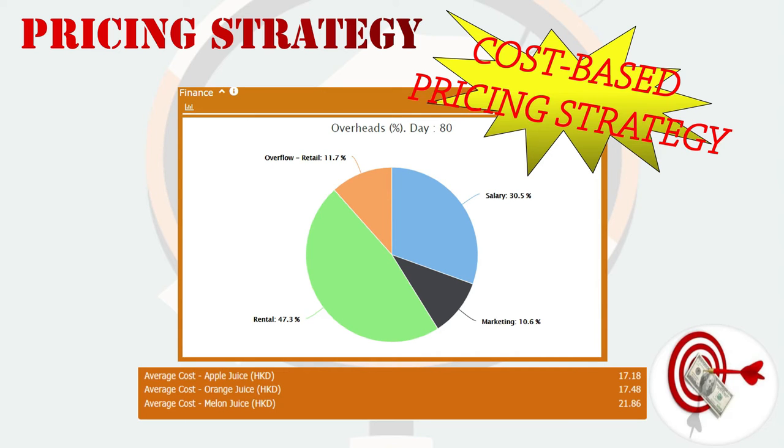Next is the average cost for apple juice at 17.18 Hong Kong dollars, orange juice at 17.48 Hong Kong dollars, and melon juice at 21.86 Hong Kong dollars. We should take into account all the items' costs in our pricing strategy.